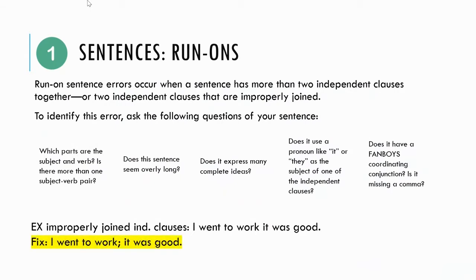An example of a run-on sentence with improperly joined independent clauses is, I went to work, it was good. I went to work is one independent clause. It was good is another independent clause. These independent clauses are improperly joined and will require either a coordinating conjunction and a comma, a semicolon, or a period between them.